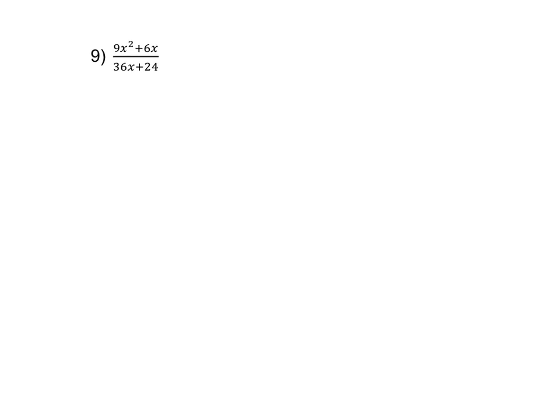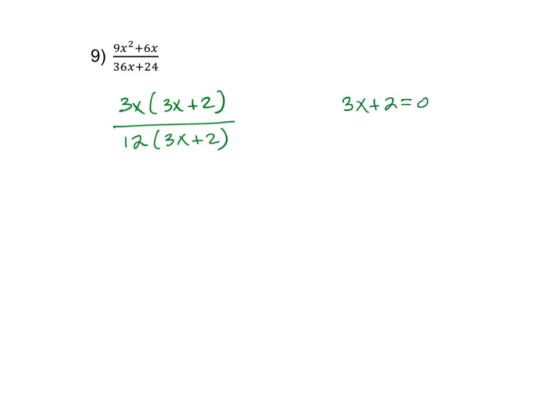The next one, again, I'm starting by simplifying by finding a common factor. My common factor here is 3x. So I have 3x plus 2. My common factor on the denominator is 12. So I have 3x plus 2. Again, before I simplify, I'm going to set my denominator equal to 0, because this is 12. That's not going to change as a constant. So I can just set 3x plus 2 equal to 0. 3x equals negative 2, so x equals negative 2 thirds. So x cannot equal negative 2 thirds.